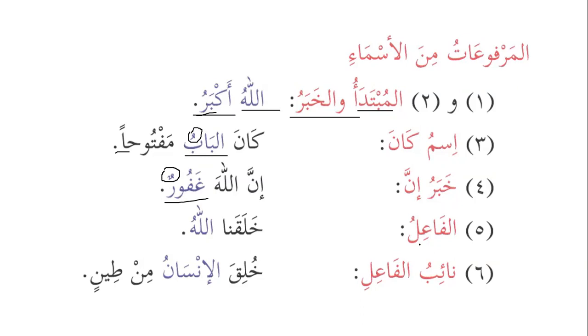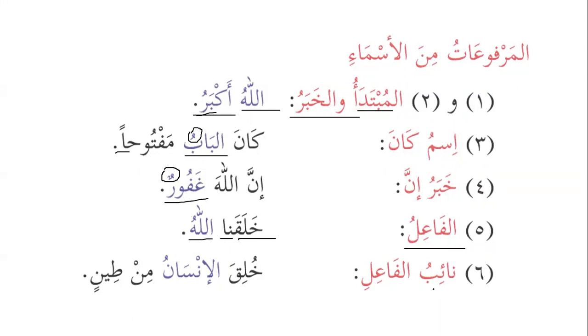Then we have al-fa'ilu, as we discussed in the beginning of the lesson, that al-fa'ilu is always in the verbal sentence, not in jumlatul ismiyah. Khalaqana Allahu. So khalaqa, he created, na, us, he created us. And we have to look for the doer, the fa'il, a noun that has dhamma. So khalaqa is the verb, na is the maf'ul, and ismul jalalah is the fa'il. Khalaqana Allahu, Allah created us. So al-fa'il is also marfu'.